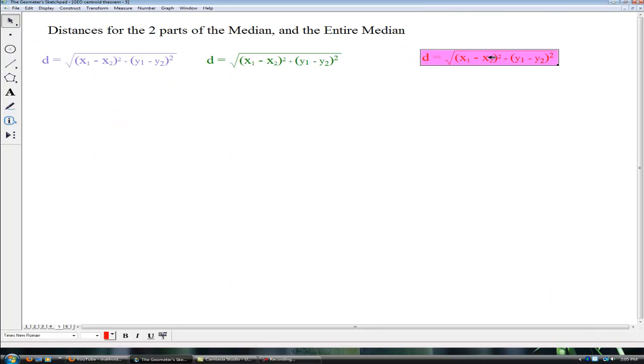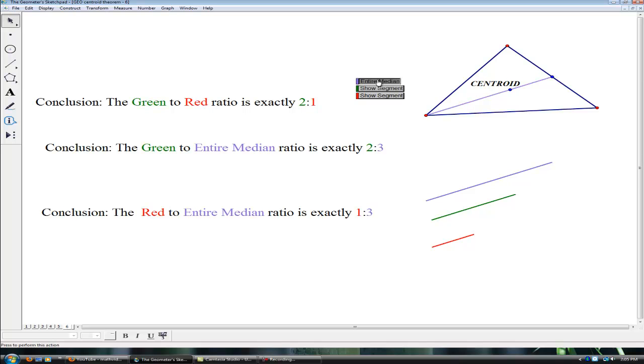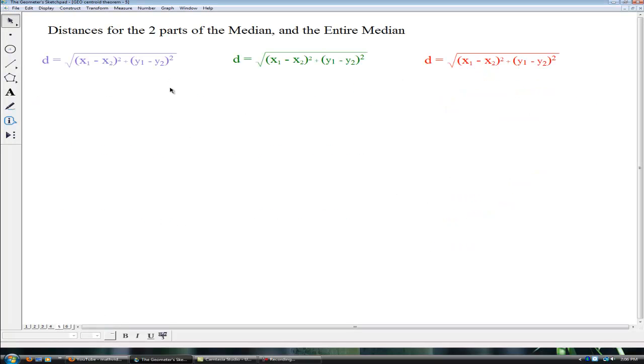Alright, here's where the fun really starts. Distance formulas. So remember, now what I'm doing is I'm getting the distance of one piece of the median, which I'm calling the green segment, and then I'm going to get the other piece right here, which I'm calling the red segment, and we'll get to our conclusions in a moment. Let's first prove with some distance formula.